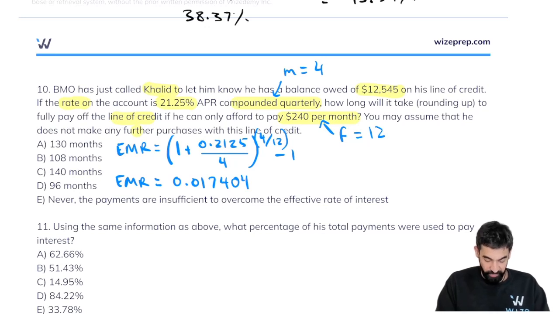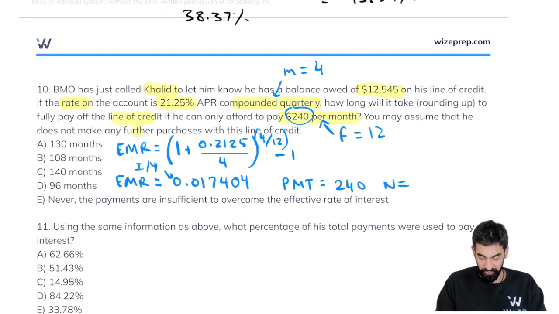Now you can put the payment. So this is your IY that you're going to put in your calculator. The payment is, they said 240 per month. The N is what we're trying to find. It says how long will it take? How long means what's the N? So we have to compute N, so that means I must have everything else.